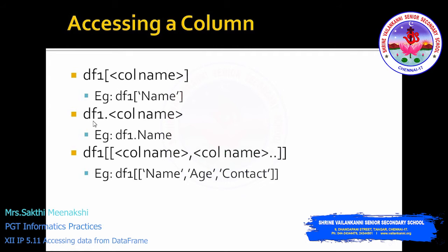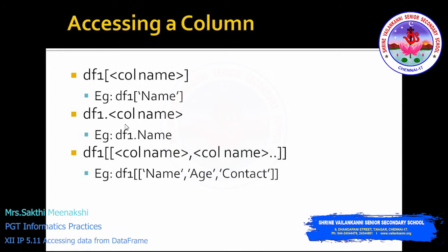The next notation is the dotted notation. df1, this is the data frame object name, dot, and then you use the column name. The difference is that if you are using the dotted notation, you should not use the single quotation around the column name. Here you can see I can directly mention the column name without the single quotation. That's the difference between the dotted notation and the bracket notation.